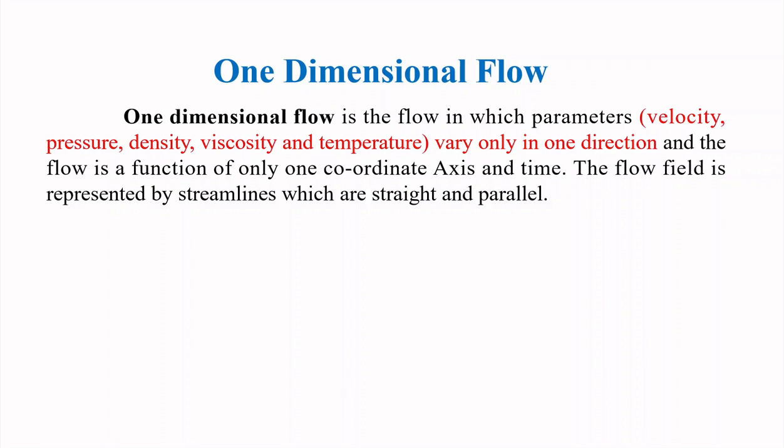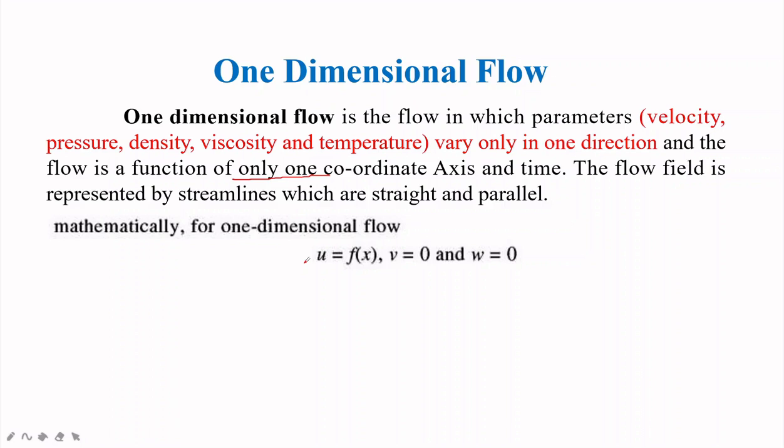One dimensional flow is the flow in which parameters such as velocity, pressure, density, viscosity, and temperature vary only in one direction, and the flow is a function of only one coordinate axis and time. The flow field is represented by streamlines which are straight and parallel. Streamline flow, which we discussed in the earlier class, is a type of one dimensional flow.